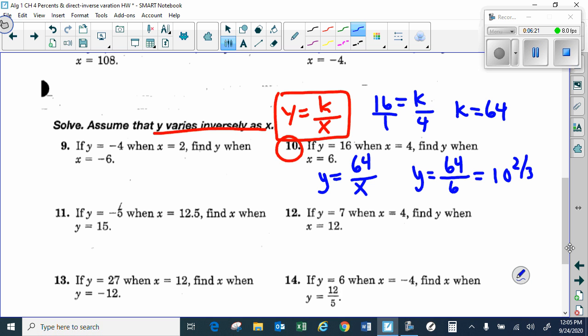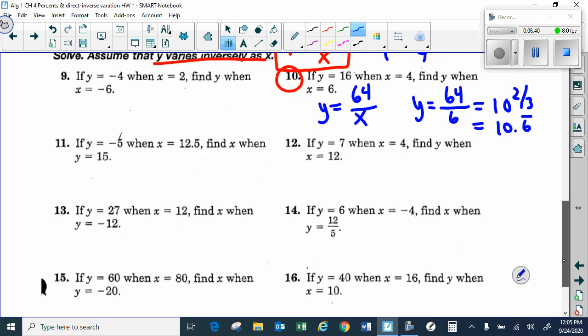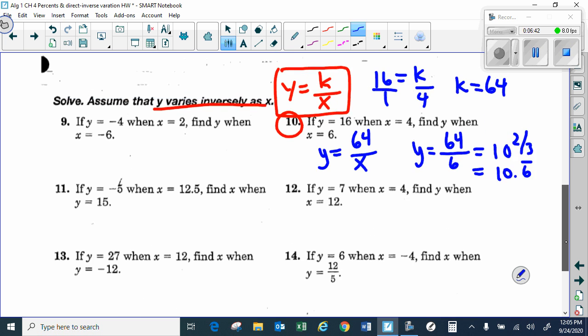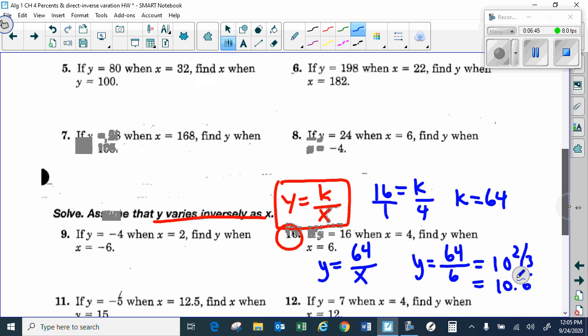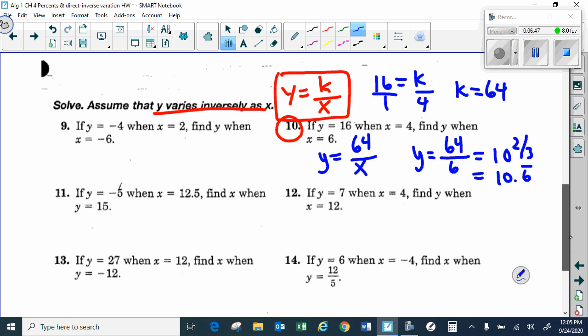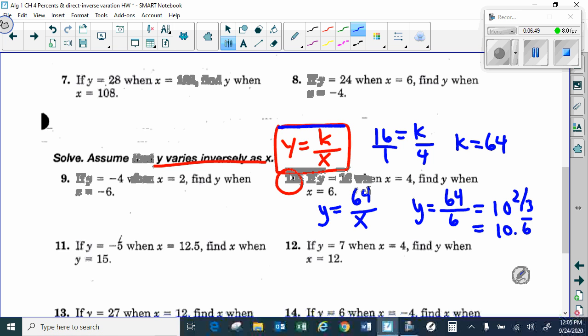If you don't use the exact answer of 10 and 2/3, you could also use 10.6 repeating bar, because that's what 2/3 is as a decimal. You cannot leave it as 10.6 or 10.7. It doesn't say to round, it asks for the exact answer. So it's either 10 and 2/3 or 10.6 repeating bar. All right, that will cover any of these. From 9 through 16, you're using y equals k over x each time.